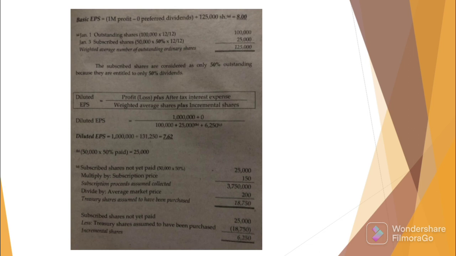It should be noted that under the Philippine Corporation Code, subscribed shares are entitled to participate in dividends in full. Accordingly, subscribed shares are treated as fully outstanding in EPS computation. In some countries, however, where partly paid shares are entitled to partial dividends only, the subscribed shares are treated as partly outstanding. For example, 50% paid subscribed shares that are entitled to only 50% dividends are treated as 50% outstanding.